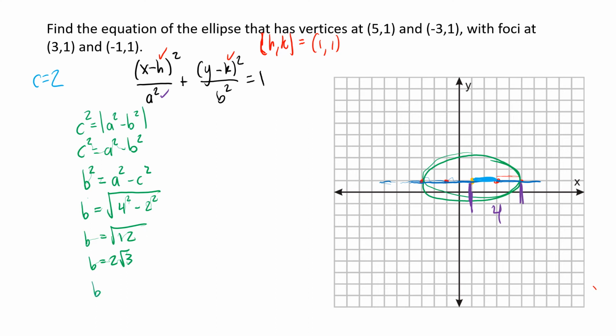B squared, though, is just 12, because I don't actually care what B is. I don't really need to graph this. But if I did, I would know that that is 2 root 3 and that is 2 root 3. But I don't care. It doesn't ask me to graph it.